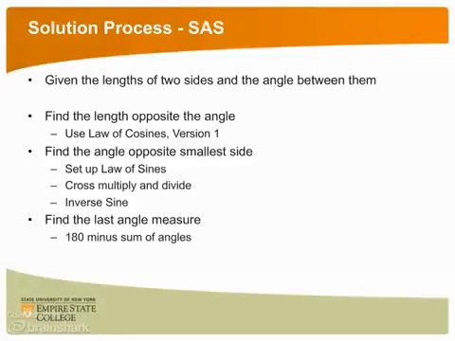To solve triangles with this pattern of given information, first find the missing length of the final side. We will want to use the first version of the law of cosines to accomplish this task. Next, we will find the measure of the angle opposite the smallest side using the law of sines. Set up the appropriate ratio, cross-multiply and divide, take the inverse sine of that result. We finish by subtracting the sum of the angle measures we know from 180 to find the size of the last angle. Let's see an example.